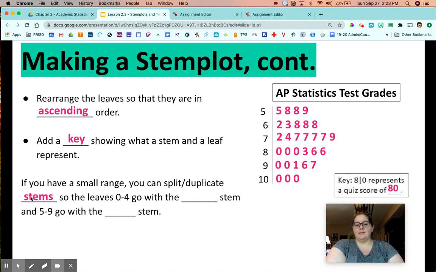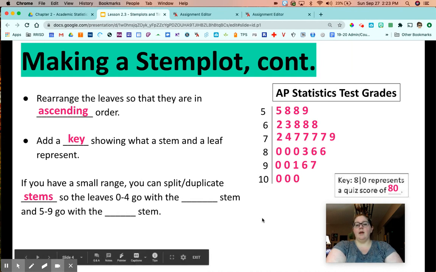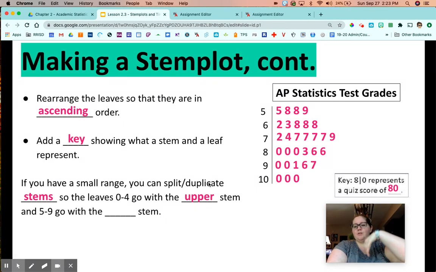One thing we can do with a stem and leaf plot is to do what we call split or duplicate stems. So we would have 2 5s, 2 6s, 2 7s, 2 8s, 2 9s, and 2 10s. And then what we would do is, as we're putting numbers in the rows, if the leaf, the ones place number, is a 0 to 4, we put it in the upper stem of that number, because there's 2 5s, 2 6s, 2 7s.